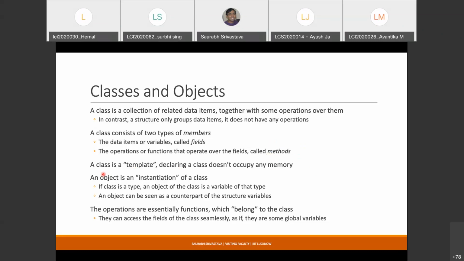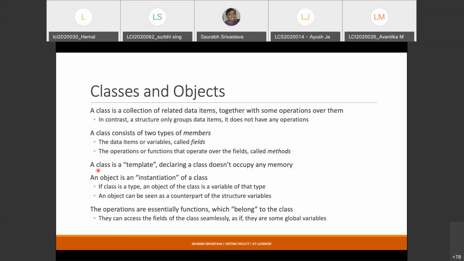And similar to a structure, a class is also just a template. Declaring a class doesn't occupy any memory. The memory gets allocated when you create an object of this class. You remember that the structure itself is a template you create when you type something like struct a b c d and then all those variables. There's no memory getting allocated. Memory gets allocated when you do something like struct a b c d s1 comma s2. When you create these s1 and s2, only then the memory gets allocated.